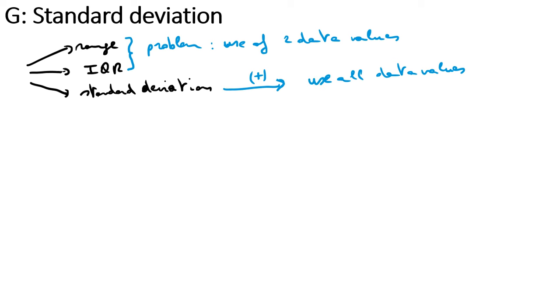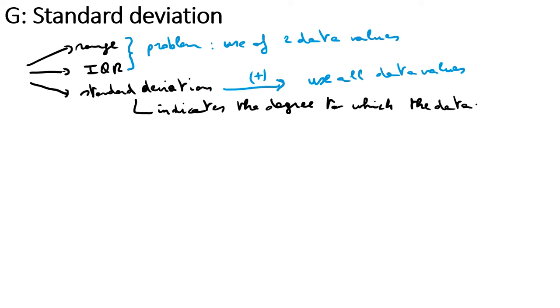And what is actually a standard deviation? The standard deviation indicates the degree to which the data values deviate from the mean.